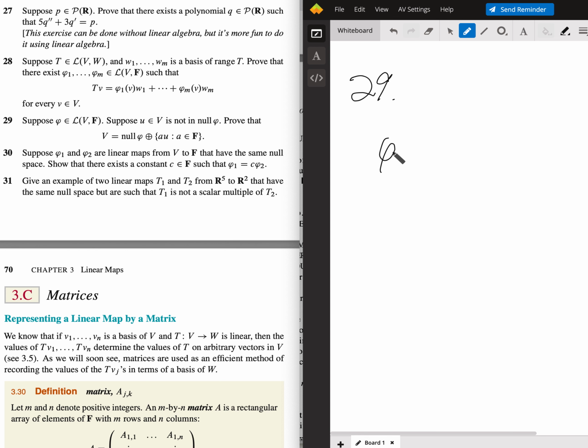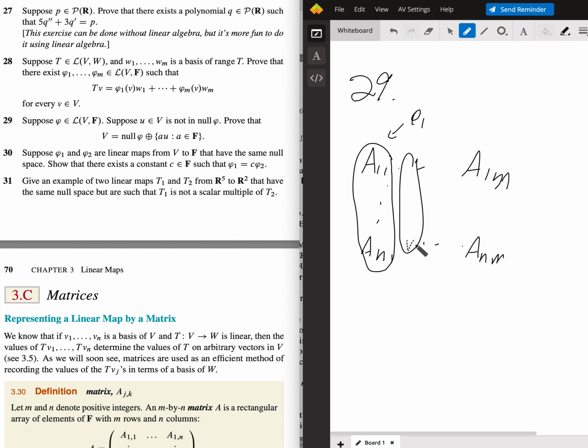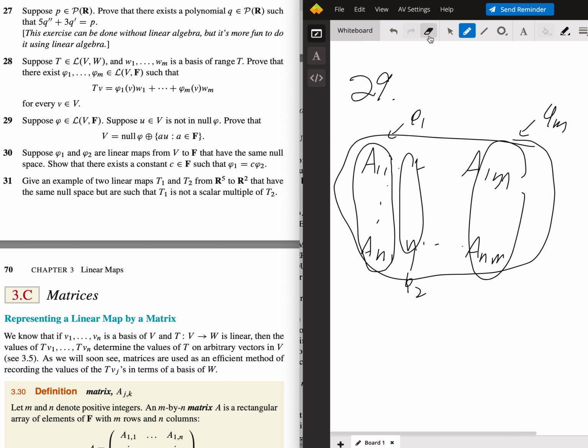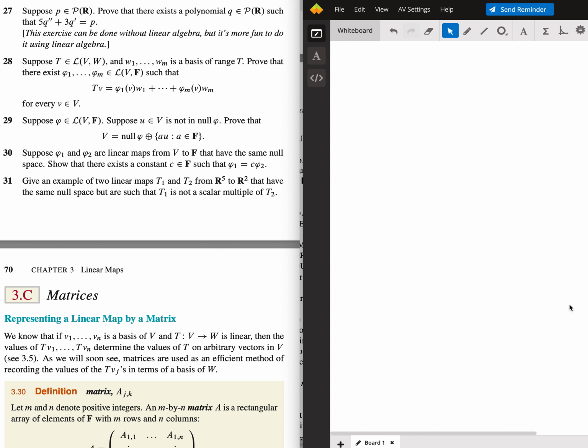If you know what a11 through a1n and so on are, if you know what this matrix is, then you've already tuned. With this you can tune phi1, with this you can tune phi2, and you can tune every single function already. So this matrix alone is enough information to identify the linear transformation, which is why it's encoded in this way. But there's a much more elegant reason why they use a matrix, which will be shown later with some computational stuff.